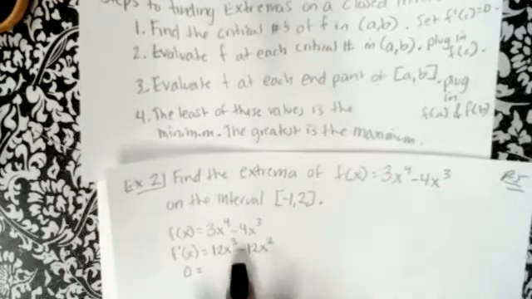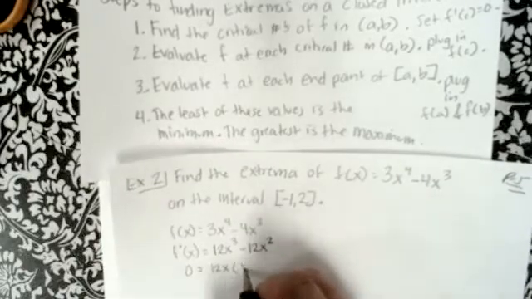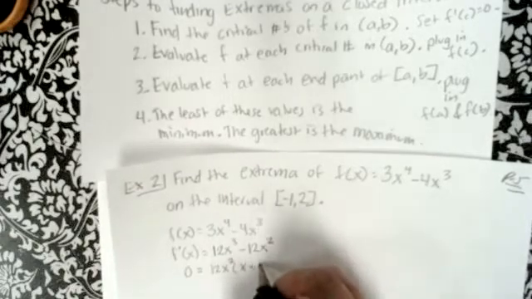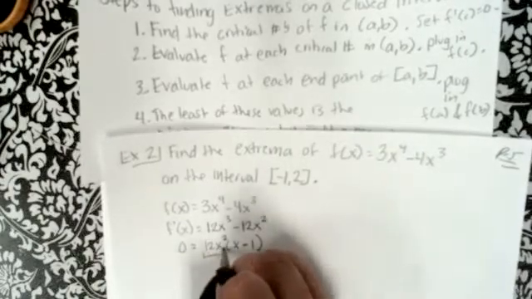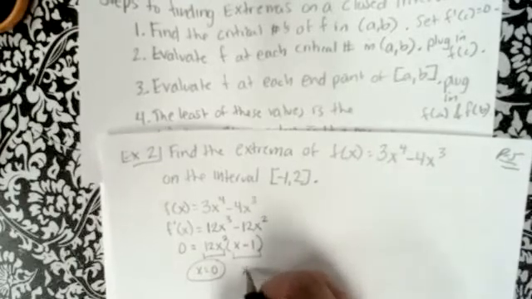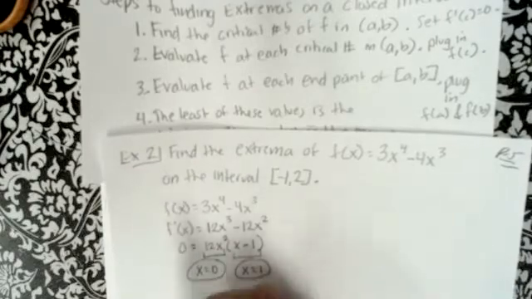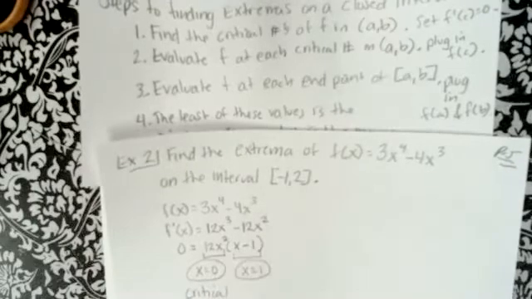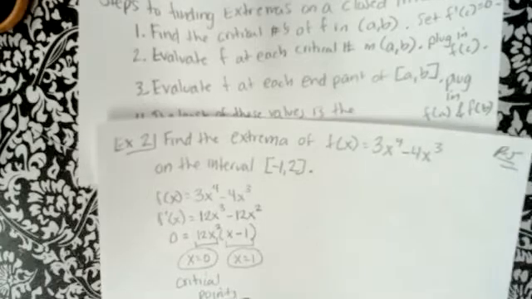Now this can factor. That has a GCF of 12x. If I factor out a 12x here, I'm left with 12x times x minus 1. So if I set this equal to 0, I get x equals 0. If I set this equal to 0, I get x equals 1. So these are our critical points. These are possible absolute maximums and possible absolute minimums.